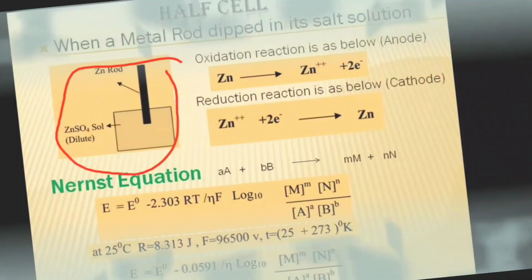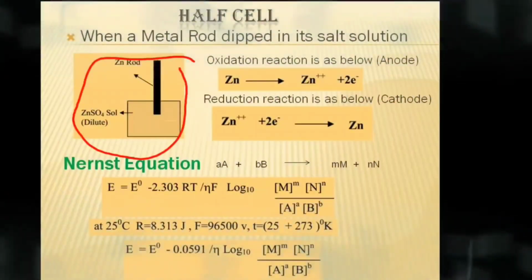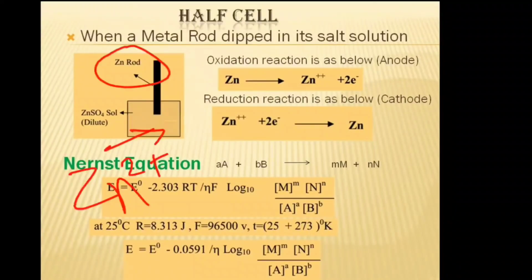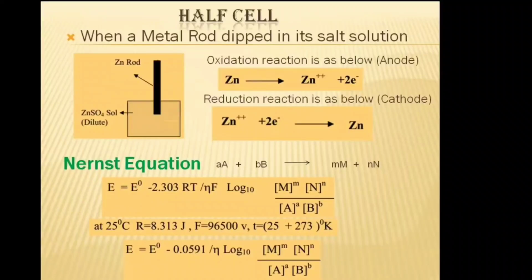As you know, a half cell. Whenever a metal rod is dipped in its salt solution, for example, if a zinc rod is dipped in Zn2+ solution, then it is known as a half cell. Remember this point. Now on this half cell, either an oxidation or a reduction reaction takes place. The electrode on which the oxidation reaction takes place is known as the anode, whereas the electrode on which the reduction reaction takes place is known as the cathode.